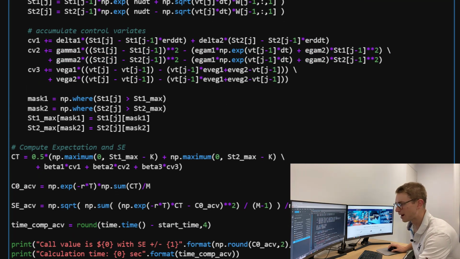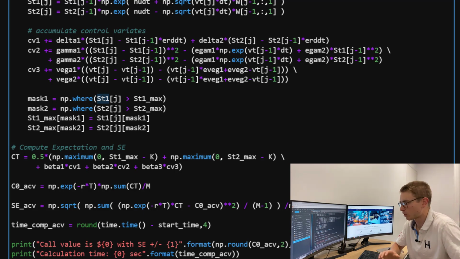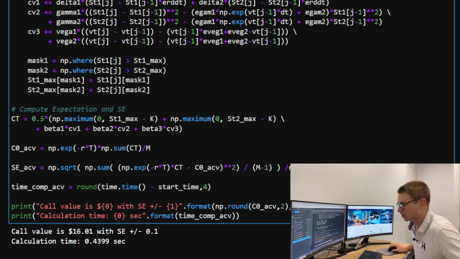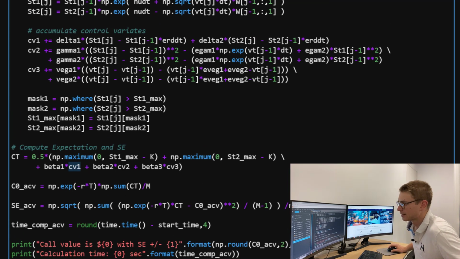We then have two masks, which is we're just checking for our stock prices. If it has exceeded our previously observed max, replace it. And then we compute the expectation. And the expectation is, of course, the average between these two scenarios, ST1 and ST2. And because we've accumulated ST1 and ST2 already within our CV 1, 2, and 3, we can just add that in here and divide by 2.